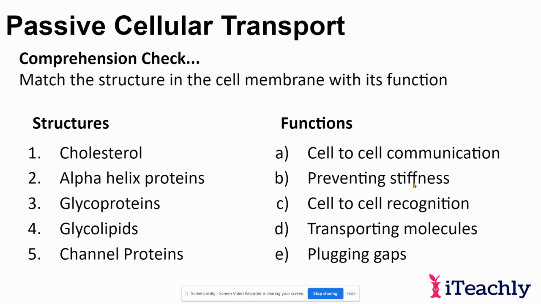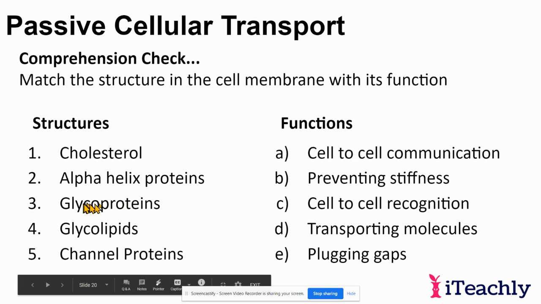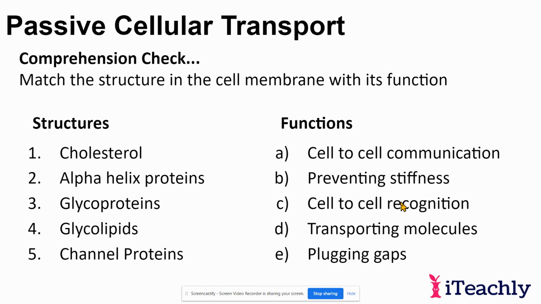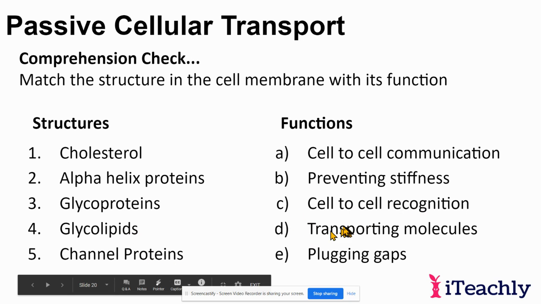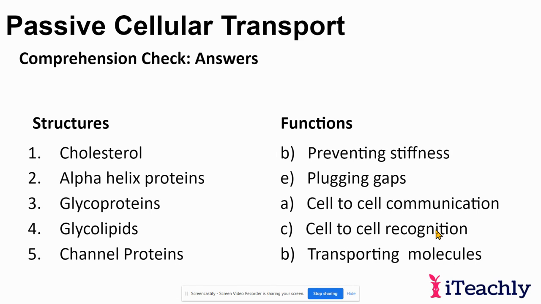Okay, so if you want to know the functions, cholesterol here prevents stiffness. The alpha helix proteins plug gaps. The glycoproteins are for cell-cell communication. The glycolipids are for cell-cell recognition, and the channel proteins are for transporting molecules. So that's the parts of the cell membrane, and that's called the fluid mosaic model.